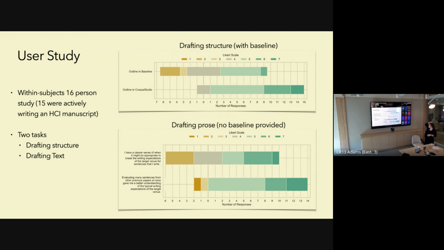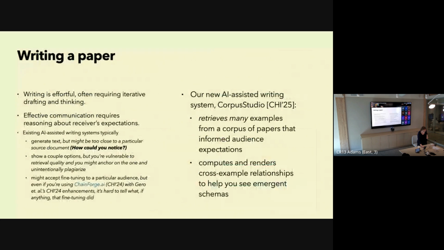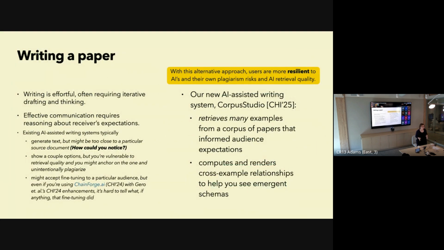With drafting prose, where there was no baseline, people still agreed that evaluating many sentences from other previous papers at once gave them a better understanding of the typical writing expectations of the target venue. And so this alternative approach of retrieving many examples and post-processing them, I believe, makes users more resilient to the AI's and their own plagiarism risks and AI retrieval quality.